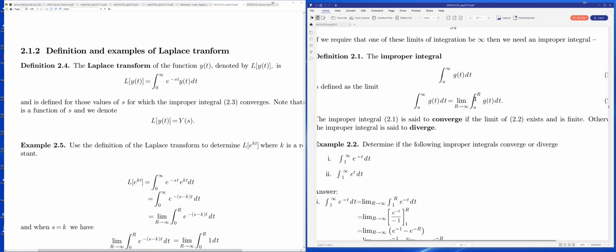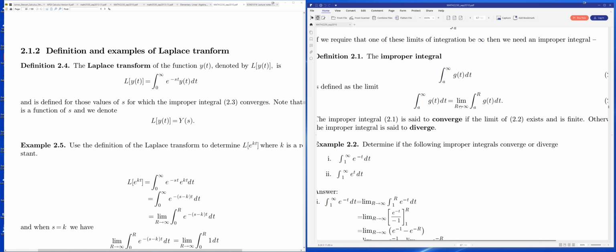If this limit converges, in other words the limit exists and you get a finite value, a well-defined finite value for this limit, then your improper integral on the left-hand side is said to converge. If when you work out this limit it does not converge, and there are a couple of ways that it may not converge, then what we say is that this improper integral diverges.